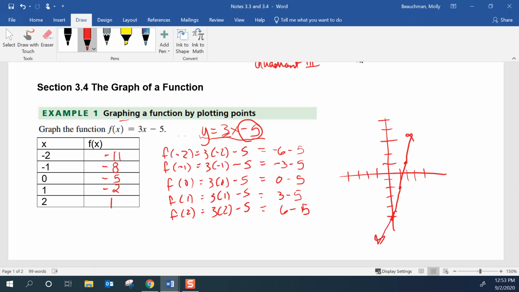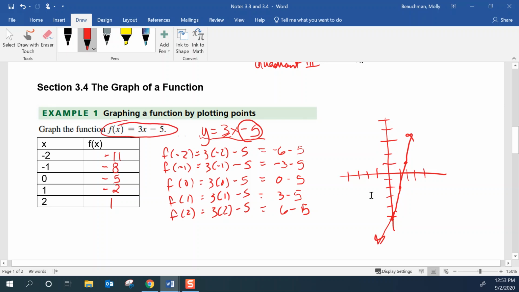And we connect our points, we end up with a straight line. So we knew that because we've worked with lines before, and we know they're in that form where we have x to the power of 1.